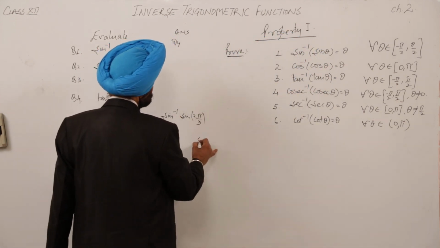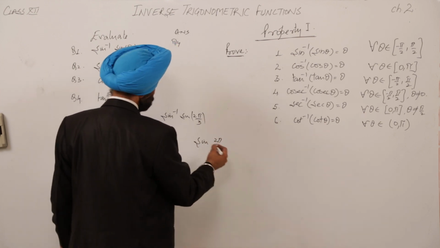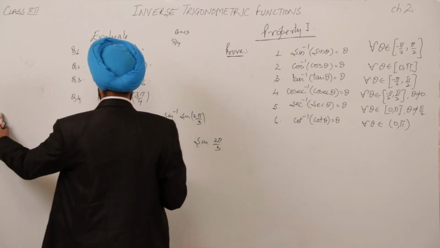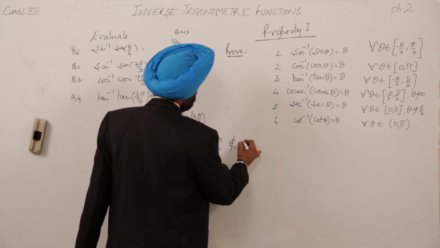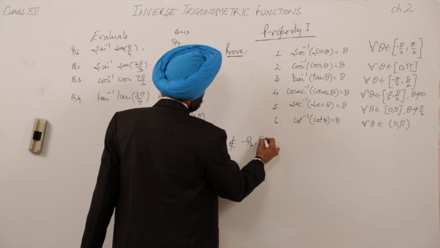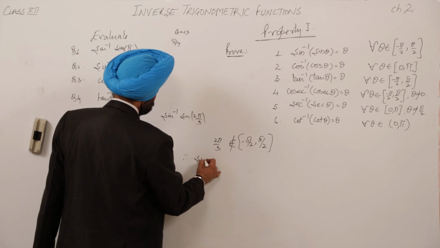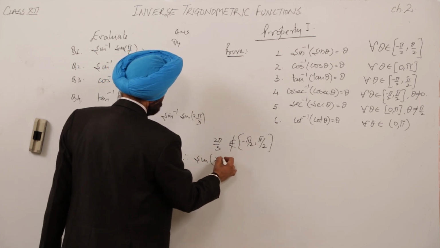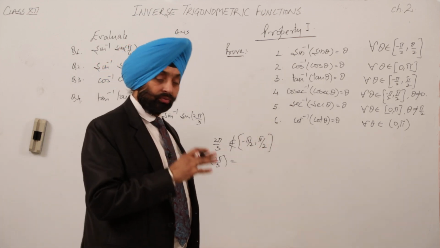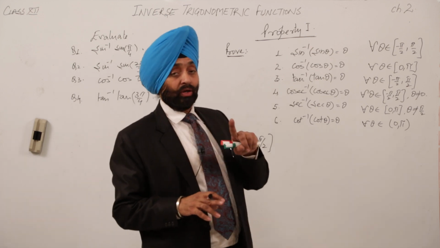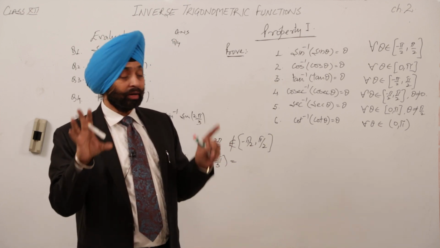We can write it as sine 2 pi by 3, and 2 pi by 3 does not belong to minus pi by 2 comma pi by 2, therefore sine 2 pi by 3 is equal to, now 120 degree, can we convert the value of 120 degree into the first quadrant or the fourth quadrant, from minus pi by 2 to pi by 2.